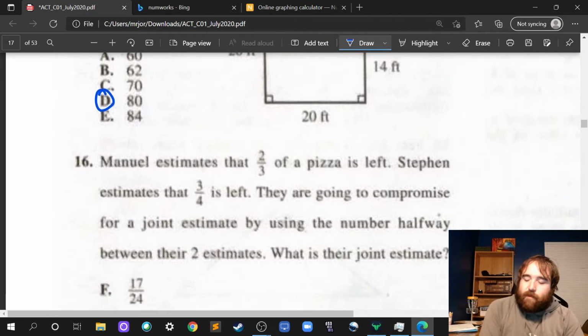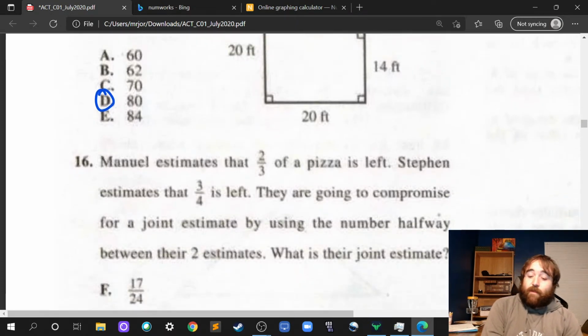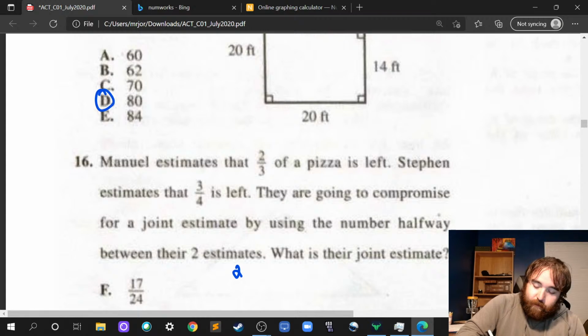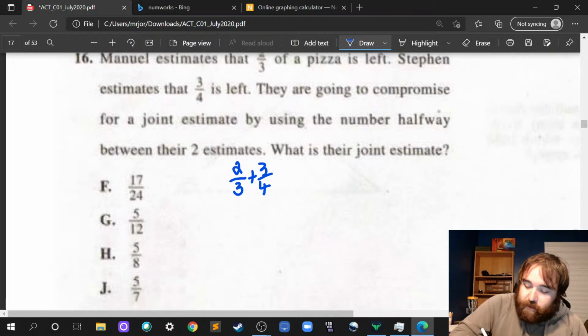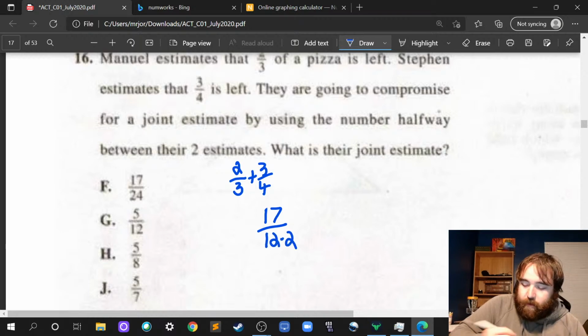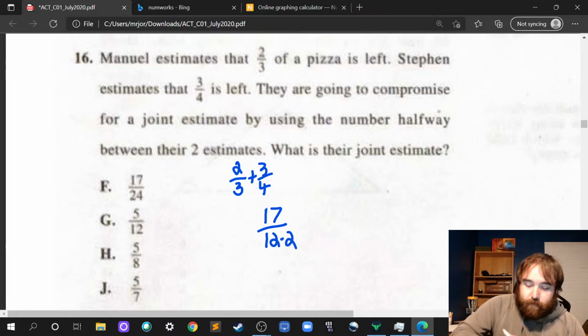So Manuel estimates that 2/3 of a pizza is left. Stephen estimates there's 3/4 left. They're going to compromise for a joint estimate by using the number halfway between their estimates. What is the average? What is the joint estimate? So what's the number in the middle? I'm just going to not really think about it. I'm just going to add them together and divide by 2. So that's 8 plus 9 is 17 over 12. Then I'm going to divide by 2. So 17 over 24.